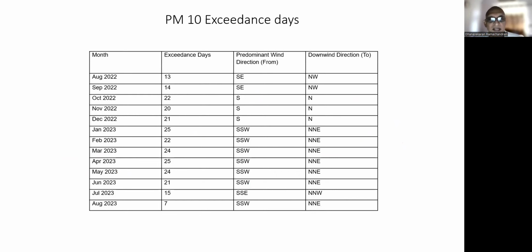Okay. Now, as I've spoken about, these are all the days in that month, from August 2022 to August 2023, that have exceeded. It has exceeded in August on 13 days, and likewise 14, 22, 20. You can go through it. And from which direction did it come? It all came from south, southeast, south of southwest, and south of southeast. And the affected area, northwest, north, north of northeast, is predominantly the affected direction, which the public or society got affected by.